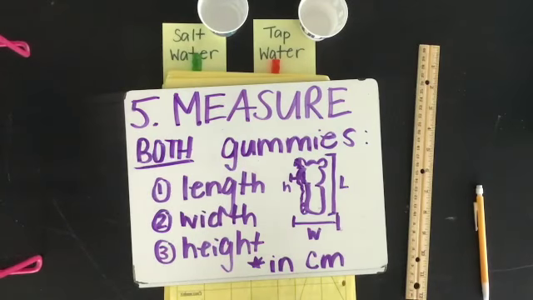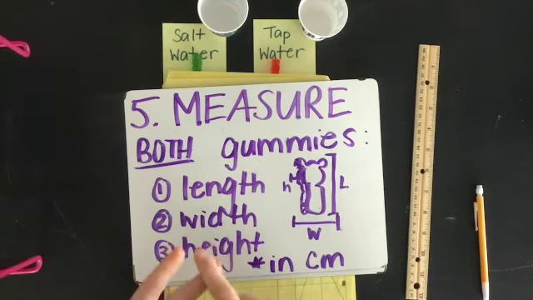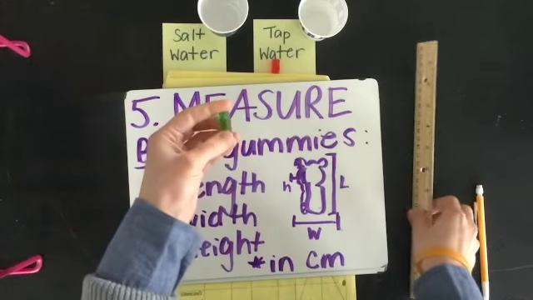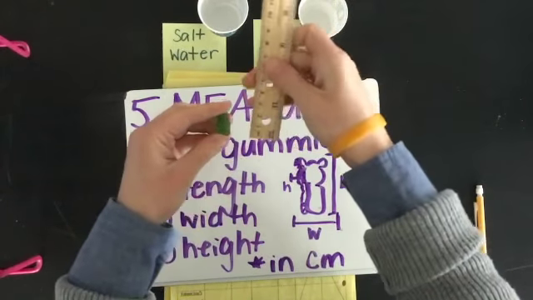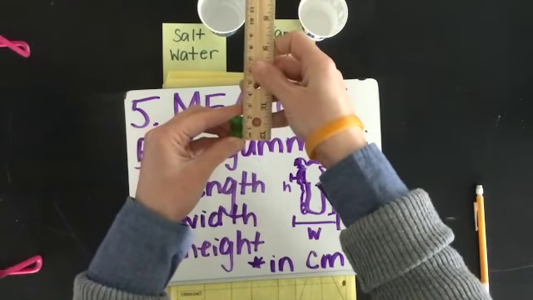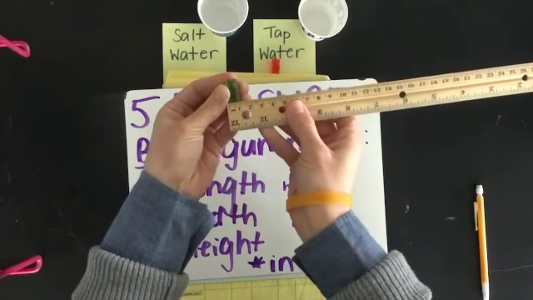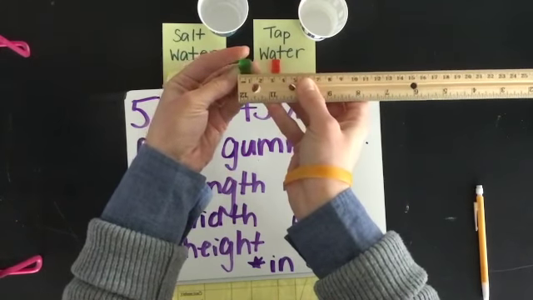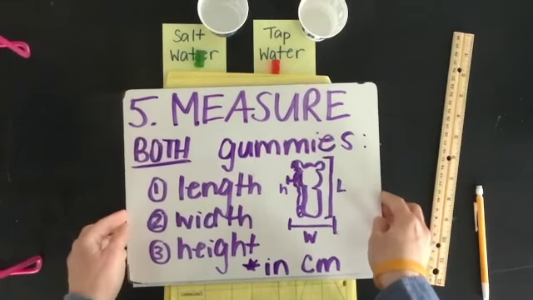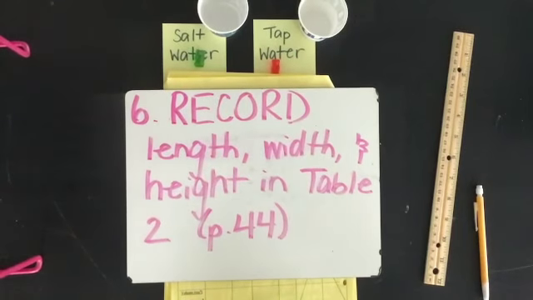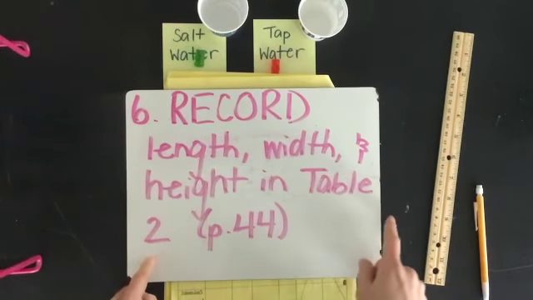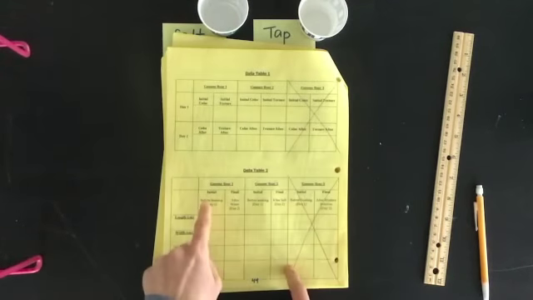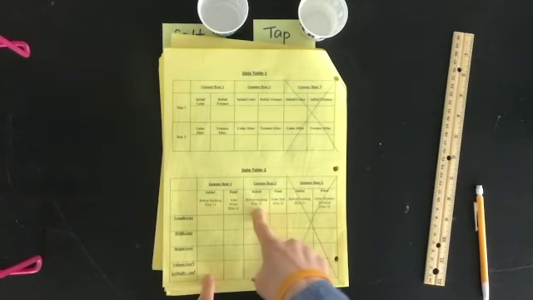Then I'm going to measure both of my gummies. I'm going to measure their length, their width, and their height, all in centimeters. So if I were to take my gummy bear, I'm going to measure in centimeters my length, right? Length of my gummy bear, my width of my gummy bear, and the height of my gummy bear. So every dimension. And once I measure those, I'm going to record them in the table on page 44, in Table 2. So here's where Table 2 is. I'm going to record them in both this one here and this one here.